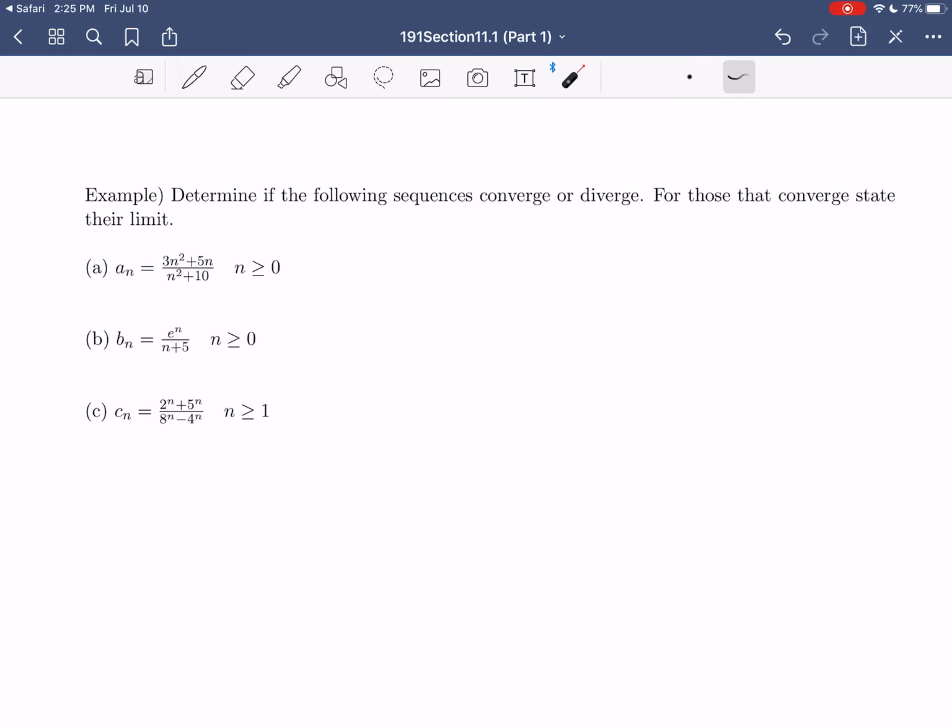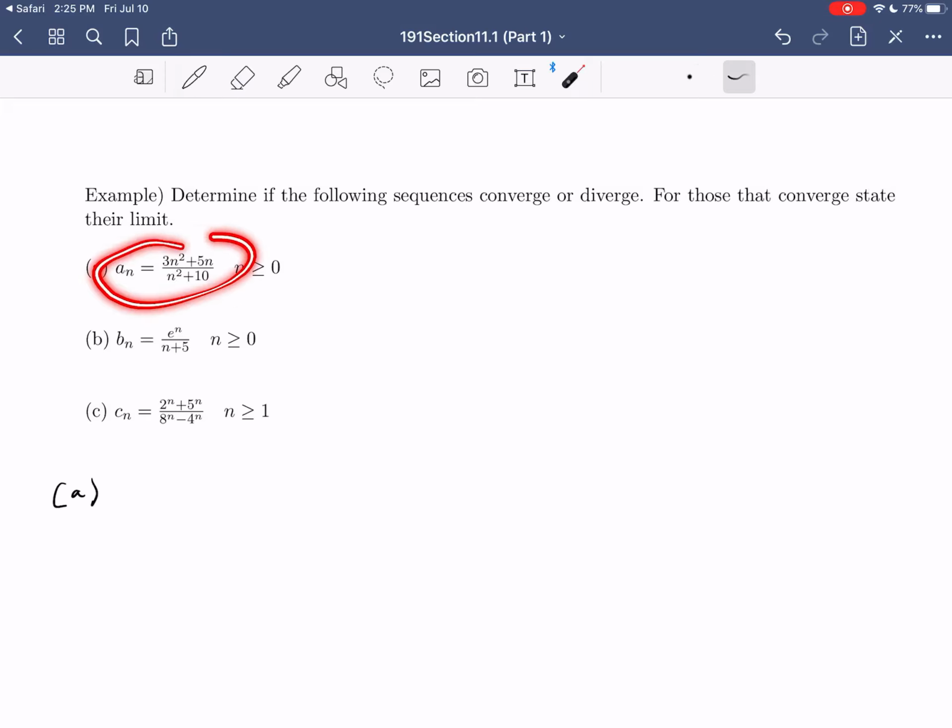So for each of these sequences, we're going to try to decide if they converge or diverge. For those that converge, we want to state their limit. So we've got 3 sequences here. We want to analyze if they converge or diverge. So let's go ahead and take a look at A.